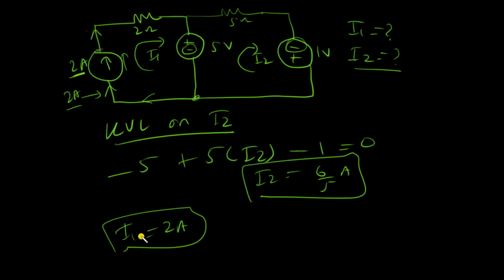So this is how you can simply find the currents using mesh analysis when the current source is at the periphery. And if the current source is between the two meshes, you will have to form a super mesh. In the next video, I'll solve another practice problem to make things even more clear.